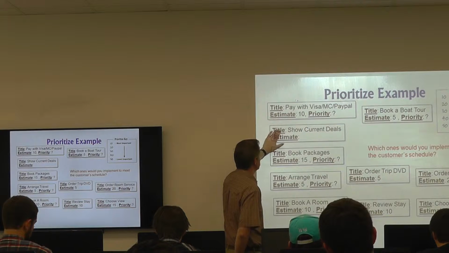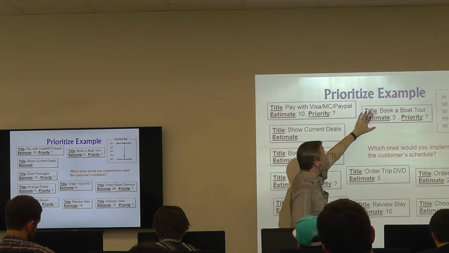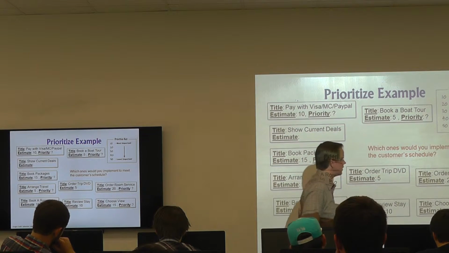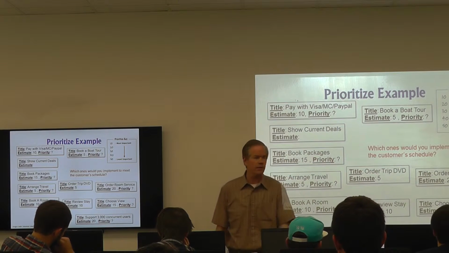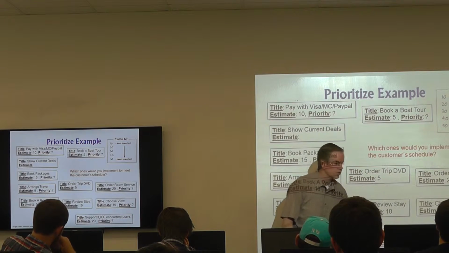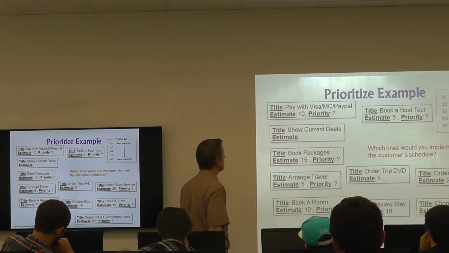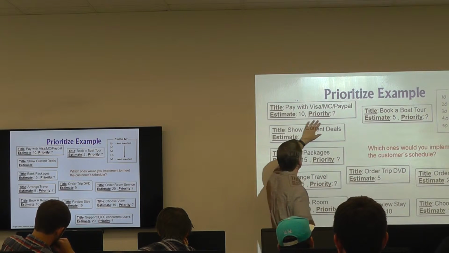So pay with MasterCard and Visa, show current deals, book packages, arrange travel, book a room, book a boat tour, order DVDs, review stay, order room service, choose a view, and I think there was one more. Yes, that's what it was. 3,000 concurrent users. If I recall correctly, pay with MasterCard and Visa and support 3,000 concurrent users were the 2 things that we did right off the bat. The reason we did it was because, although it doesn't show here, I think they both had a high priority.